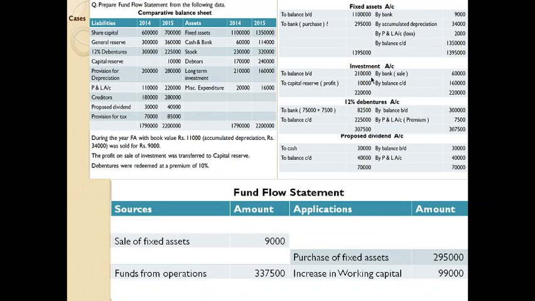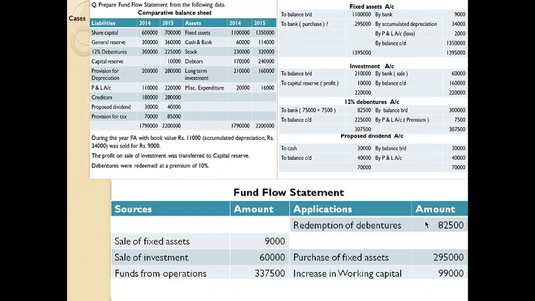So fixed asset is over. Next one, investment. There is also one sale of investment 60,000. So it is a source, sale of investment 60,000. There are no further bank or cash items. So let us go to debentures. In the debentures, there is one bank item, that is redemption of debentures with a premium. It is a payment, so loss of money. So it is an application, redemption of debentures 82,500. And finally, proposed dividend, there is only one item, dividend paid during the year 30,000. So proposed dividend 30,000.